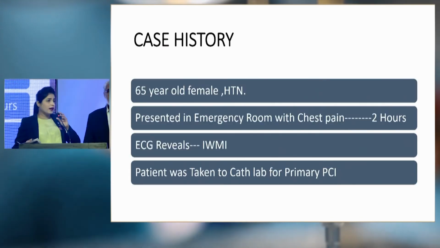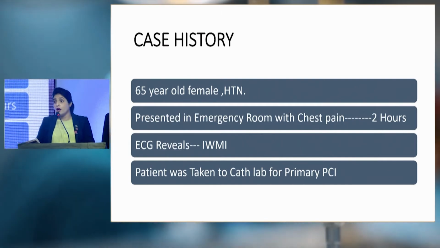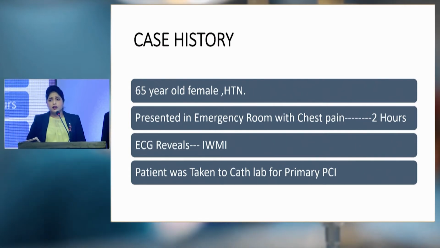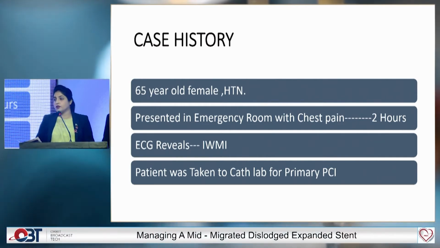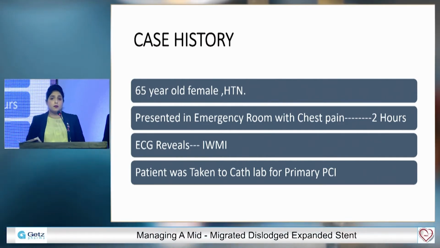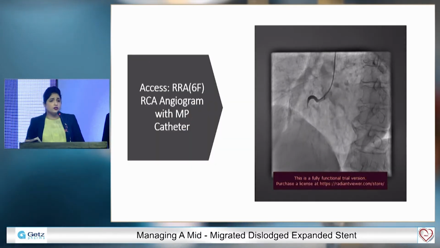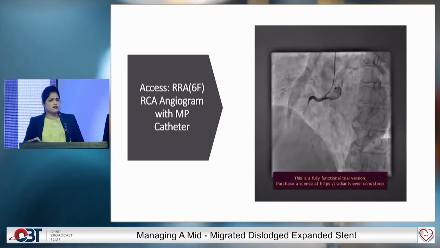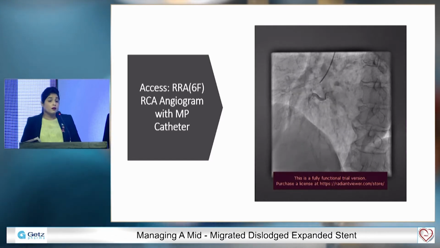All right, so my case is about a 65-year-old hypertensive female who presented with a history of chest pain for about 2 hours. The ECG revealed inferior wall MI. The patient was hemodynamically stable, consent was taken, and the patient was taken to the cath lab for primary PCI. Right radial access was used, and the angiogram was done with the MP catheter, and we could see that the MP catheter is quite deep, and the stump of the RCA is visualized.